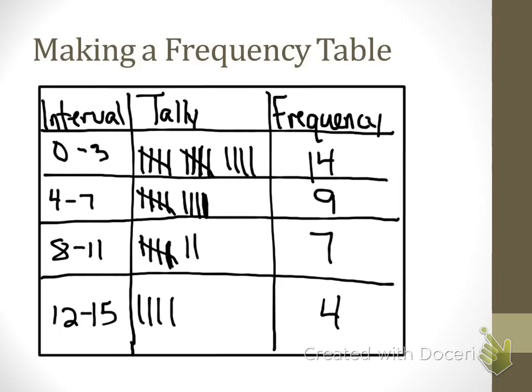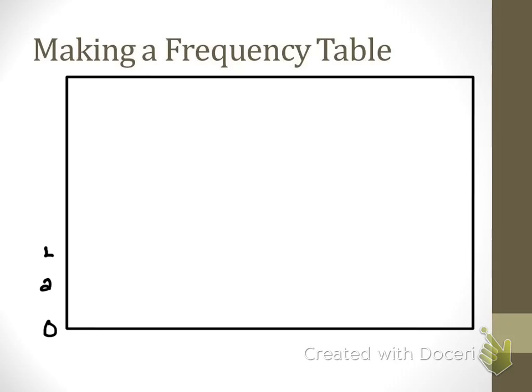Okay, now that you've completed the frequency table, you can go ahead and do the histogram. Now, the first thing that you want to figure out with a histogram is, what are my intervals going to be on the vertical column? Well, it's always going to be the frequency, okay? Now, with the frequency, what is the highest frequency from the table that you just did? What's the highest? It's 14.